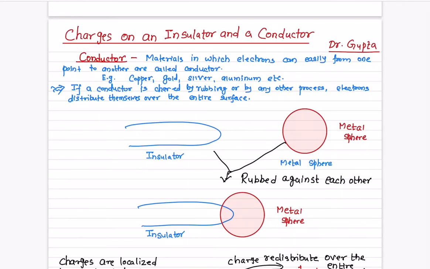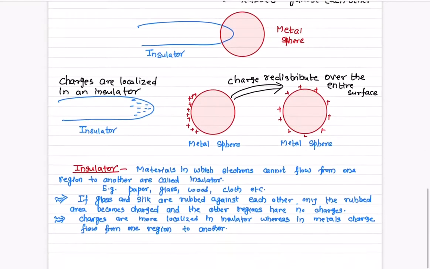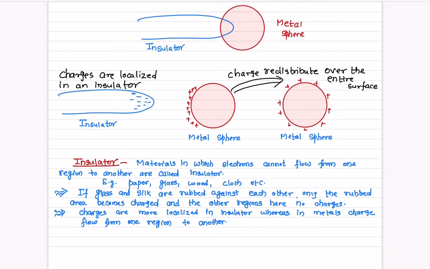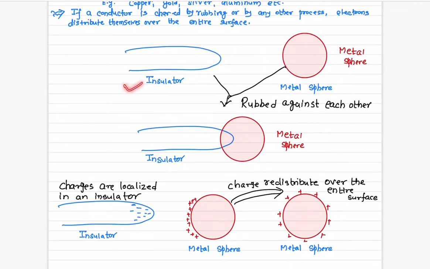And an insulator is a material or object in which the electrons cannot flow easily from one region to another region. Let me give you an example. Let's say you have an insulator like paper, cloth, glass rod, or silk, and you have a metal sphere like copper, aluminum, or iron. Now, these two are initially uncharged.